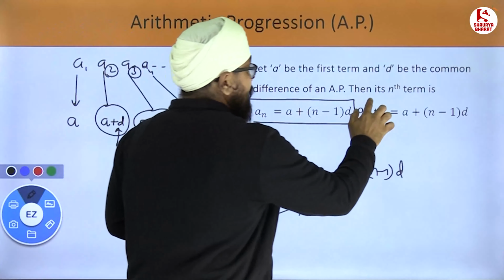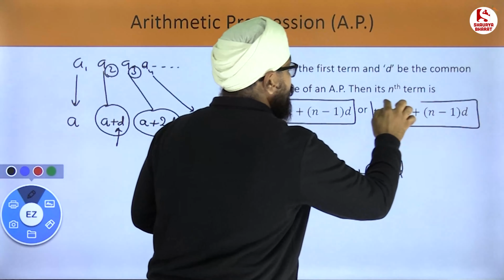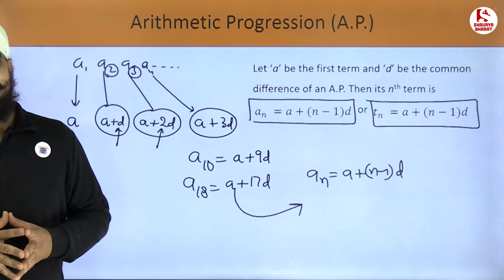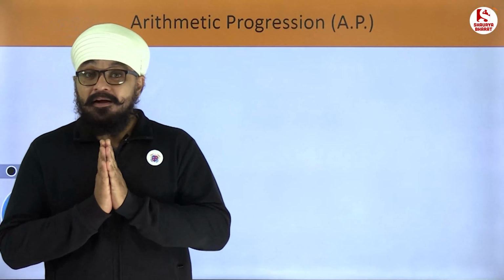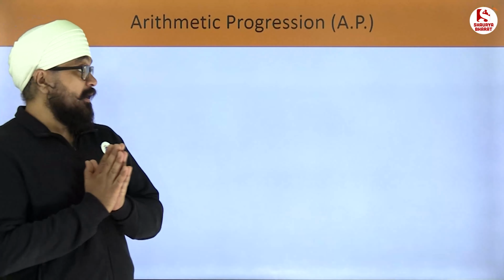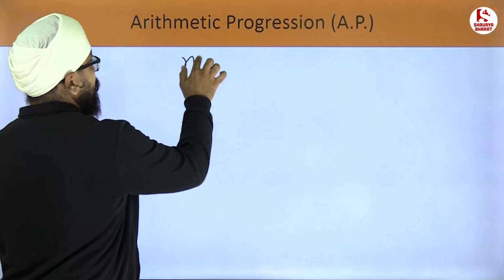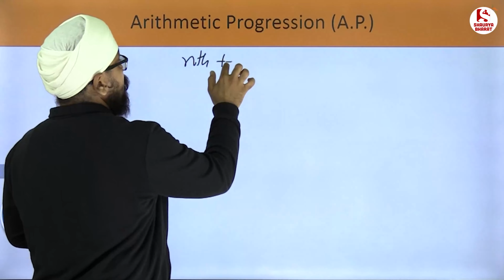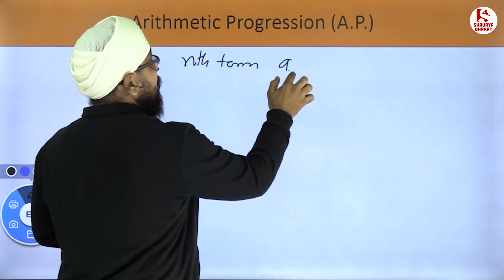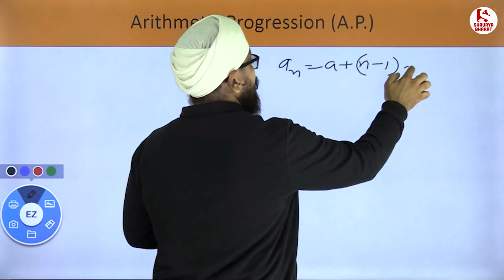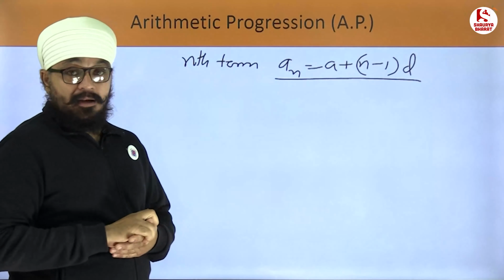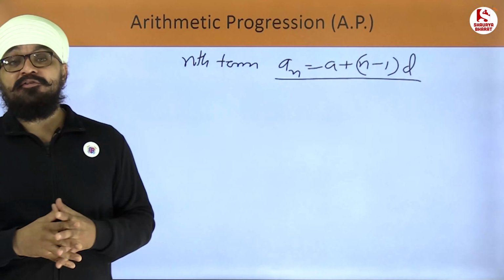It is also represented as Tn. T stands for the term. So, the formula is the same, A plus (n minus 1)D. Now, we have already taken the formula for the nth term. That means the nth term of an AP, that is An, is written as A plus (n minus 1)D. So, let us take one example in which this formula will be used.